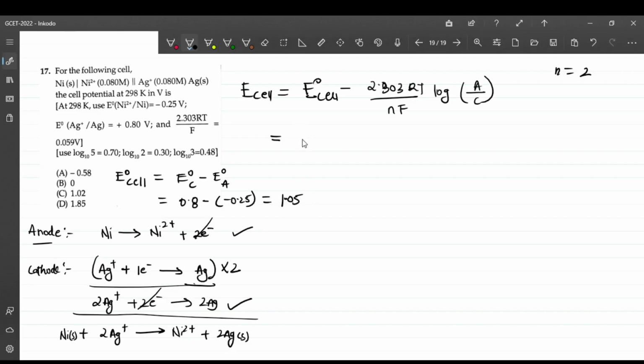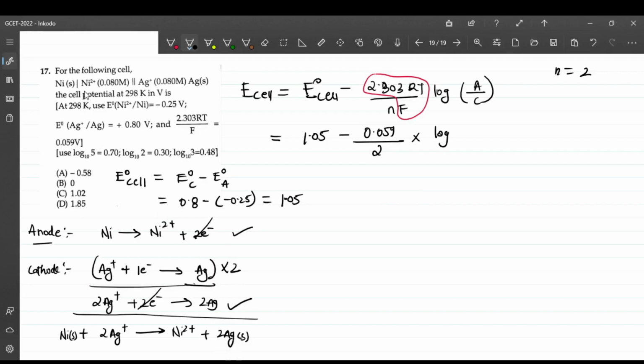Okay, E naught cell, I'll write over here 1.05 minus, they have given the value of this term, 2.303 RT by F, to be equal to 0.059. n we know, n is 2. Log will be of the concentration in the anode half cell. What is the anode over here? Silver, right? So, sorry, nickel is the anode.